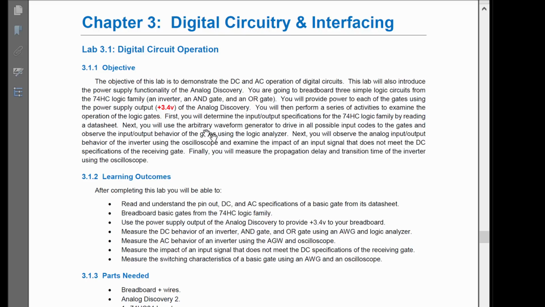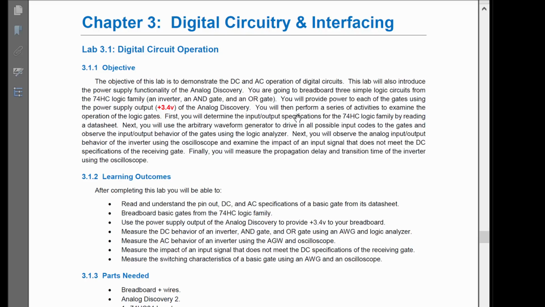So what we're going to do is power our breadboard in this lab using the Analog Discovery supply output, and we're going to provide plus 3.4 volts to our breadboard, and then we'll use that to power our basic gates. And then we're going to look at the DC operation of our gates using a logic analyzer while we drive logic inputs into it using the arbitrary waveform generator. And then we'll do that for an inverter, an AND gate, and an OR gate.